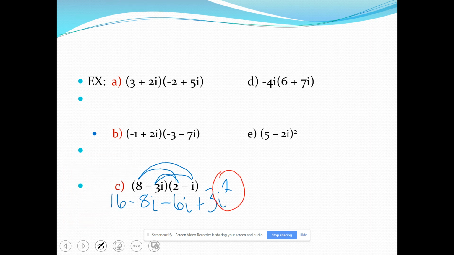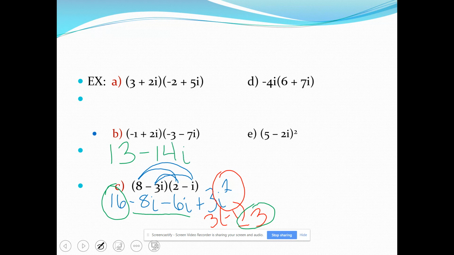So there's our i squared, which makes the end here really 3 times -1, which is -3. So our like terms are going to be 16 minus 3, which is 13, and then -8i minus 6i is -14i.